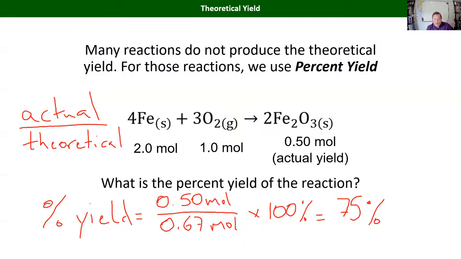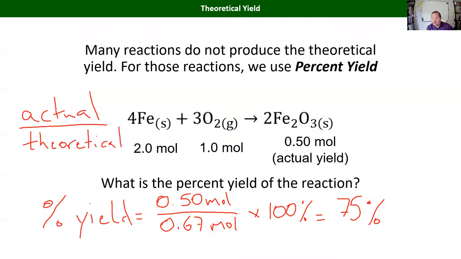All right, so the equation for percent yield is on your conversion sheet, on your equation sheet. So you can always remember actual divided by theoretical. And again, the theoretical is always going to be the amount that you predict. Actual is always going to be something you have to measure or I have to tell you.